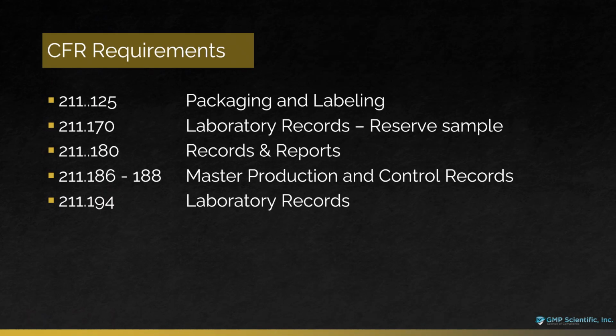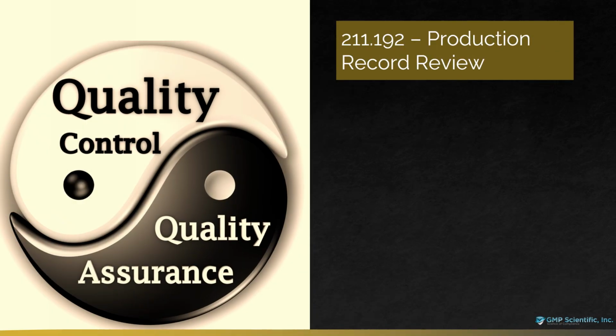Several other CFR sections frequently support investigations. These include packaging and labeling controls, reserve samples, records and reports, master production and control records, and laboratory records. Each of these areas can generate discrepancies that require investigation or provide data needed to support investigation conclusions. Let's go into details for each of these.